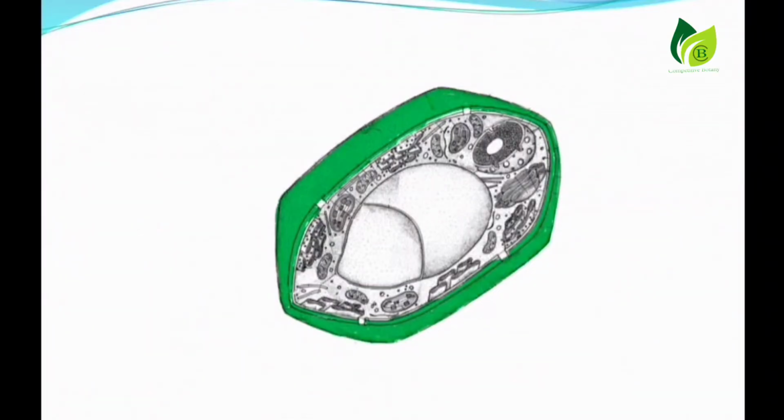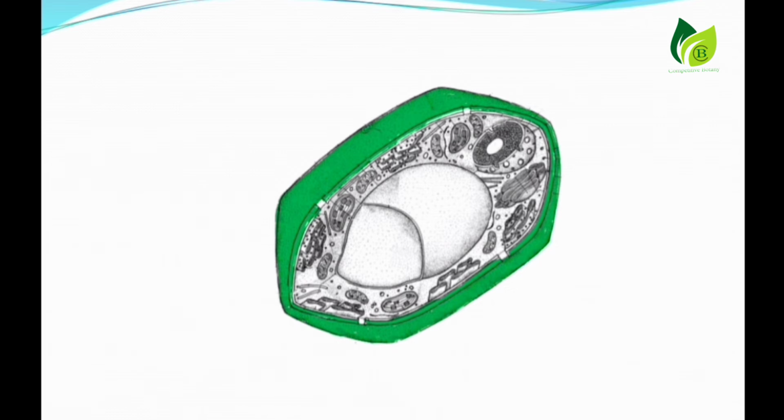Before going to the competitive bits from the cell wall, I want to give you a brief introduction regarding the cell wall. Presence of cell wall is the characteristic feature of plants. It is absent in animal cells. It provides support and rigidity to the plant body. It protects the protoplasm and prevents the movement of water into the cell.